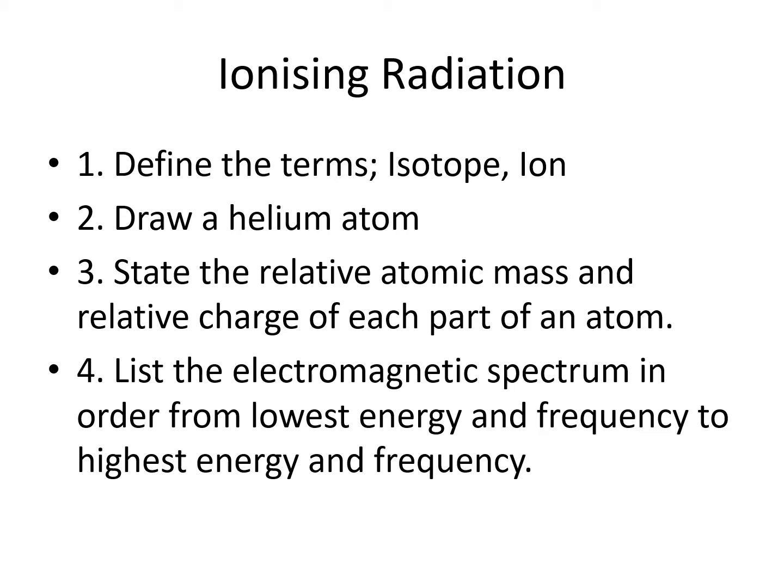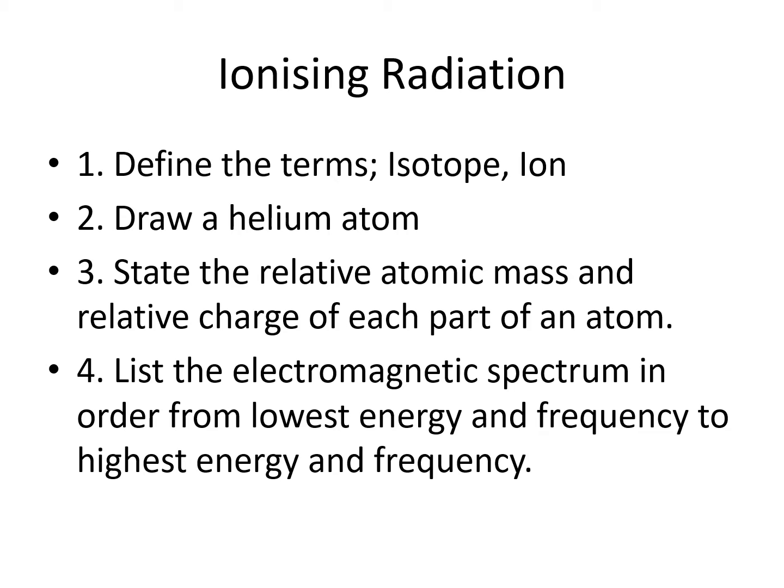So let's start with isotopes. Those are different atoms of the same element. That is to say, these atoms all have the same number of protons, so they might be all, say, lithium atoms, but they have different numbers of neutrons. So these are atoms of the same element with different atomic masses.